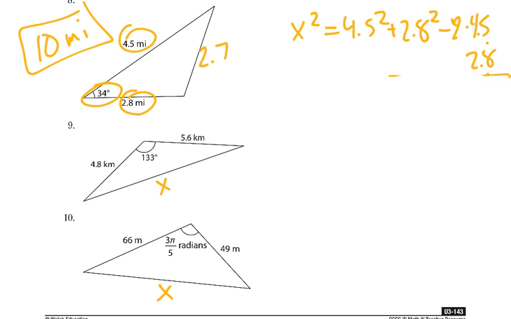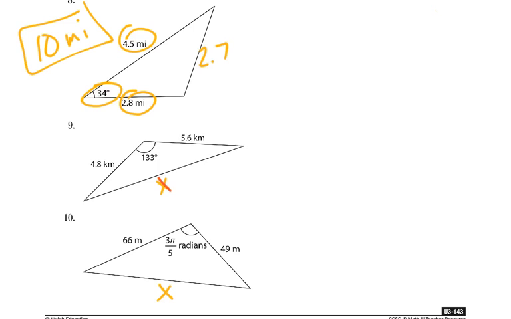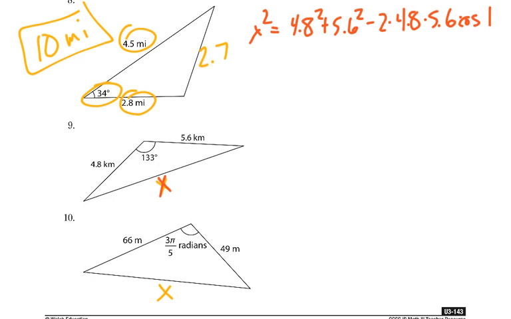Now, if you don't have a calculator that you can type that all in, let me again show you how to do it by hand. So we've got x squared equals 4.8 squared plus 5.6 squared minus 2 times 4.8 times 5.6 times the cosine of 133. So I'd simplify those. So 4.8 squared is 23.04. 5.6 squared is 31.36.